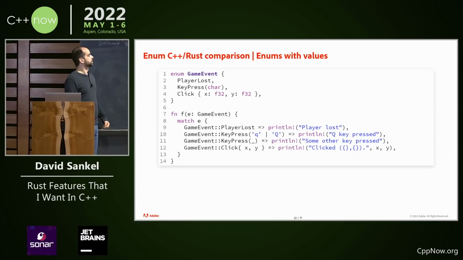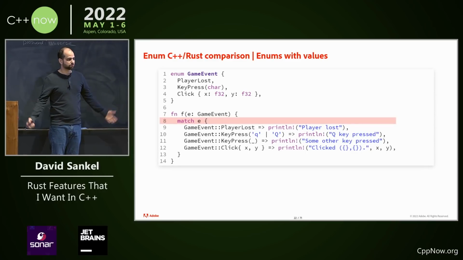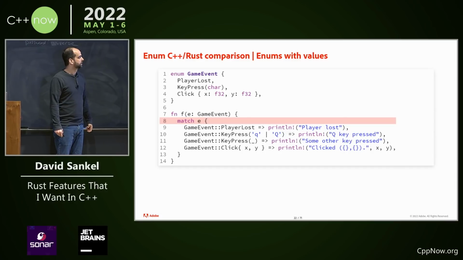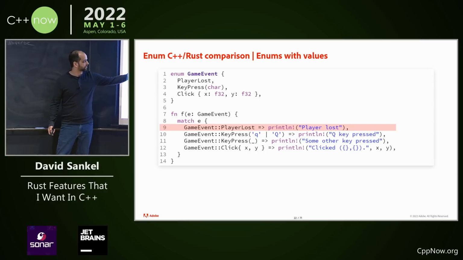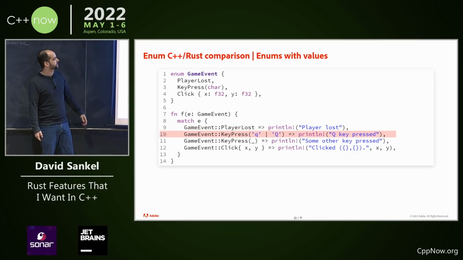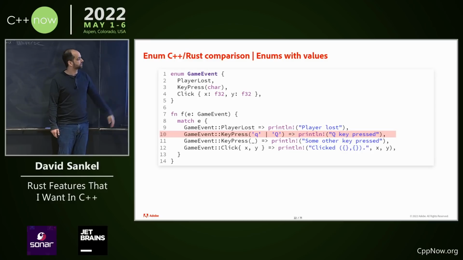If you want to get the value out of this thing, you have this match construct here. And here you're just kind of opening it up and saying, oh, if this happens to be a player lost, do this thing on the right. If this happens to be a key press that is either lowercase q or uppercase q, then output q key pressed. And this is called pattern matching in Rust.